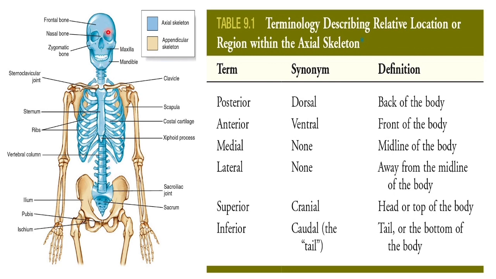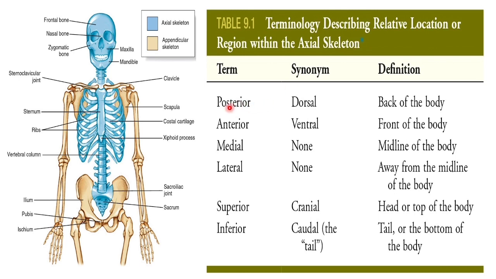That is the axial skeleton and the appendicular skeleton. The axial skeleton consists of 80 bones and the appendicular skeleton consists of 126 bones. So your vertebral column comes under the axial skeleton. And next are the different terminologies for relative locations or regions within the axial skeleton.